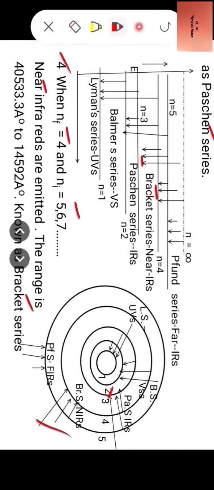When the electron jumps from the 5th to the 4th orbit, 6th to 4th orbit, 7th to 4th orbit, and infinity to the 4th orbit, this constitutes the Brackett series, and it ranges from 14,592 angstrom to 40,533 angstroms.